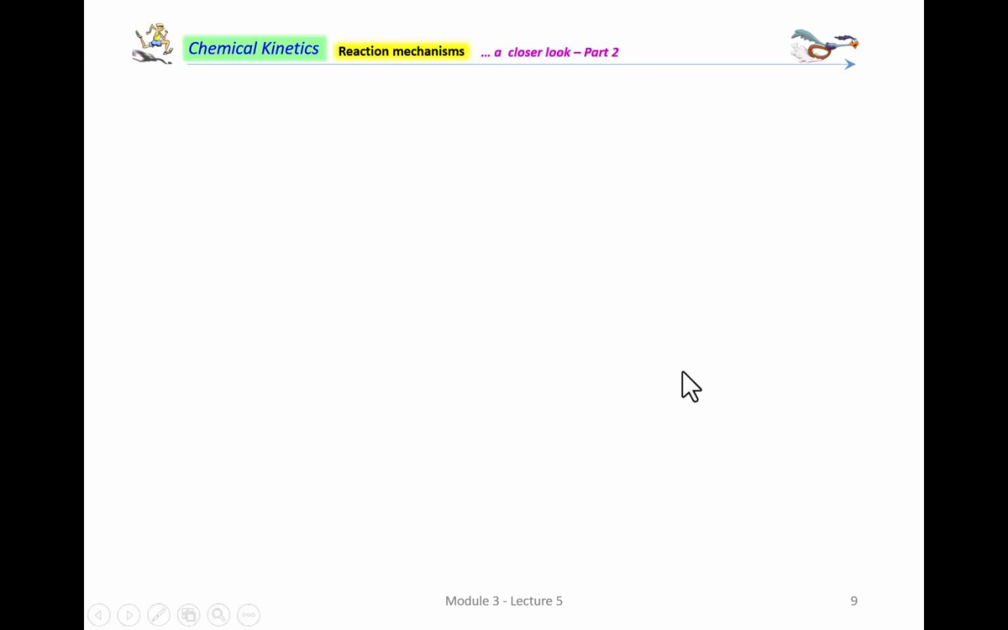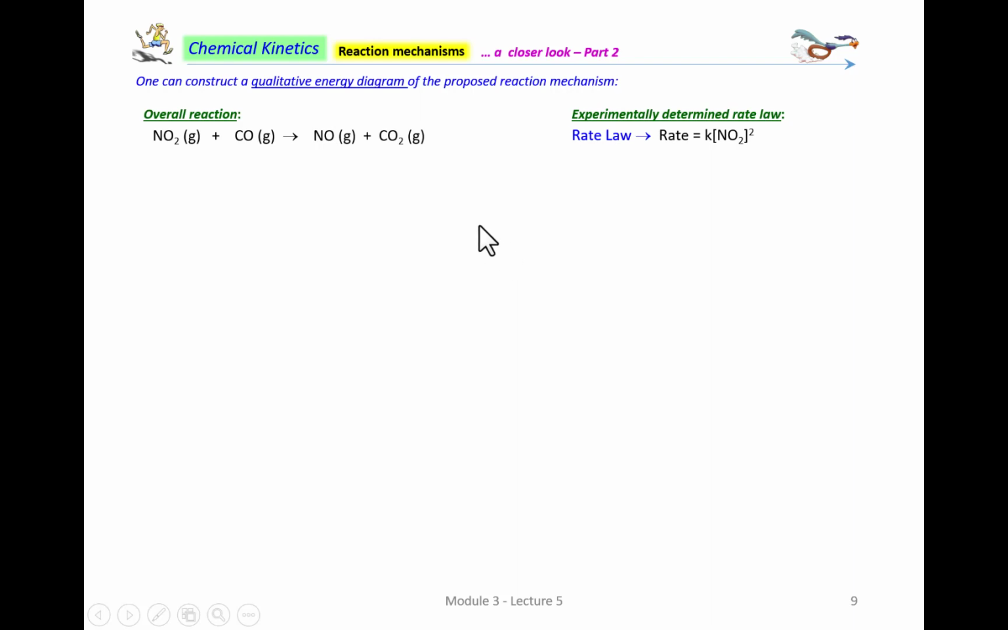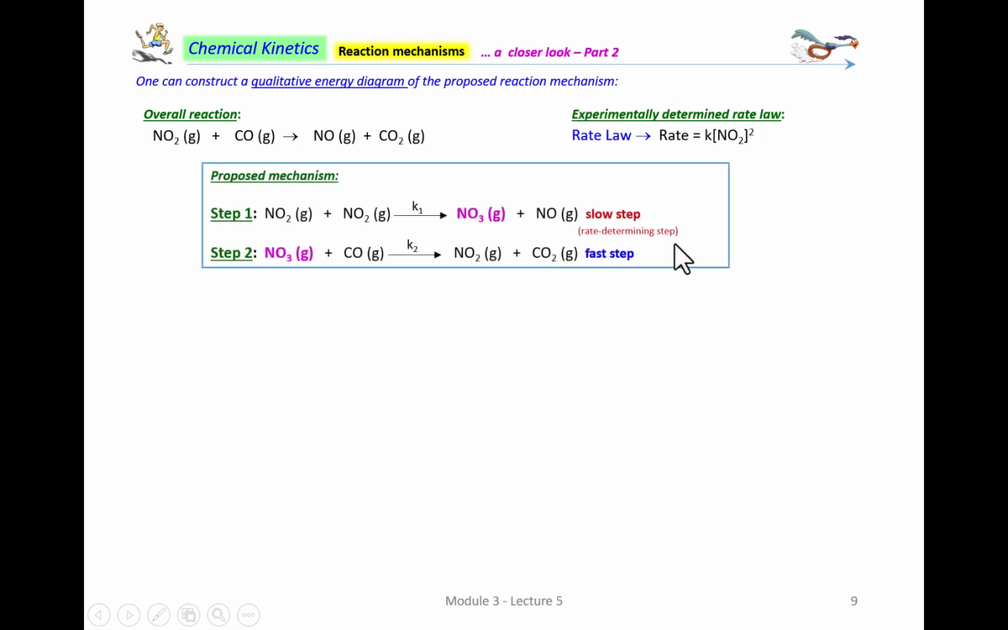Let's take, again, a closer look at reaction mechanisms. You can construct a qualitative energy diagram of a proposed reaction mechanism. And we've done this before, but we'll look at this in a little more detail. The overall reaction that we've looked at, of course, is this, with the overall experimentally determined rate law here. And here's our proposed mechanism. And remember, step 1 is our slow step.